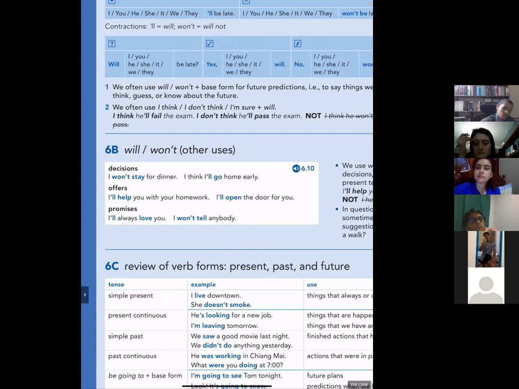And the last use is for promises. So for example, I will always love you. I won't tell anybody. So maybe Kenny is telling me a secret. Maybe he found a waterfall that is prohibited and is really pretty. And he's like, teacher, I found a new waterfall and you're gonna love it. And I'm like, okay, please tell me. I won't tell anybody. So in that case, when it is a secret and you're making a promise, you can also use will.